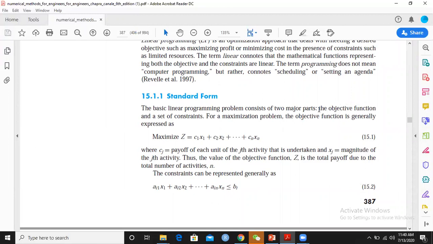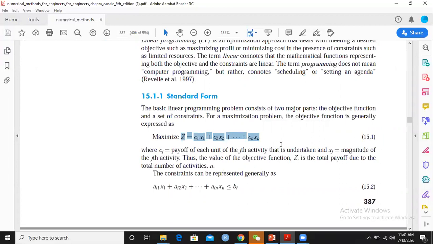Now please remember this point, very important point. What are the two important ingredients? Objective function and the constraints. Okay, now the target is that we want to find the max. Let us say that Z is the objective function and we want to find the maximum, or we want to maximize it. Okay, and what is Cj? Cj, we can see these are the coefficients, but we call them payoff of each unit of the jth activity that is undertaken, right? And what is Xj? Xj is the magnitude of the jth activity. Thus, the value of the objective function is the total payoff due to the total number of activities n.